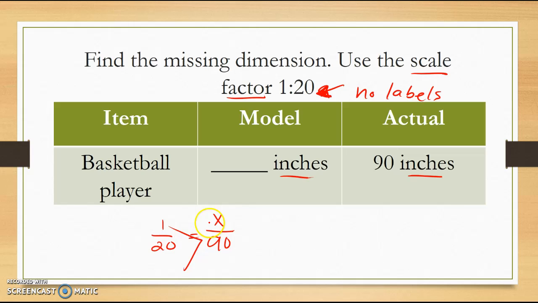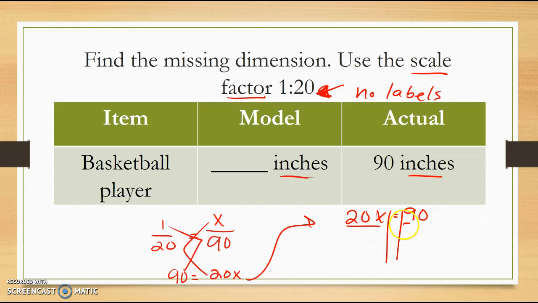For this, I'm going to use cross products. 1 times 90 gives us 90. Bring down our equal sign. x times 20 gives us 20x. And I'm going to bring that up here so we have a little bit more room. So we have 20x is equal to 90. Here we want to solve for x.